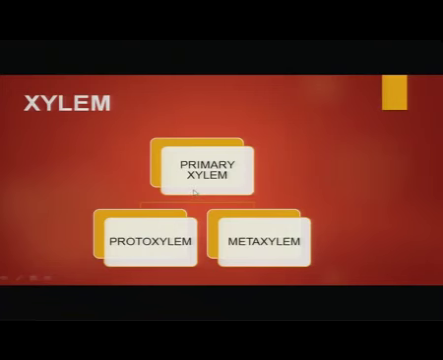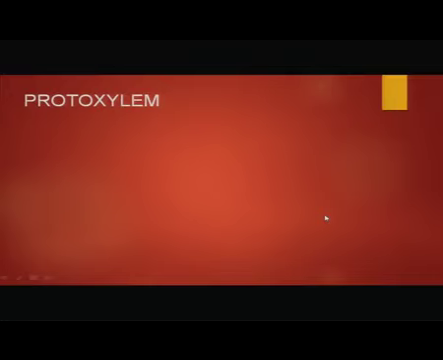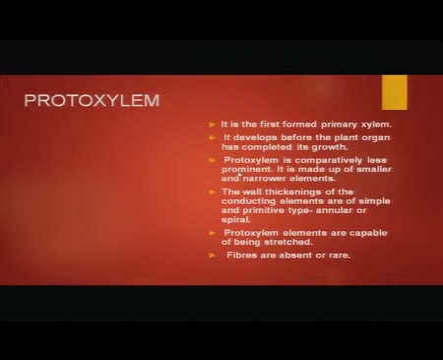Xylem, the primary xylem, can be of two types, protoxylem and metaxylem. The protoxylem is the one which is formed by primary xylem, and it develops before the plant organ has completed its growth. Suppose we are talking about xylem of the stem or xylem of the leaf. So, protoxylem will be formed when the growth is not complete, when the stem is still growing or the leaf is still growing. At that period of time, it will have protoxylem elements.